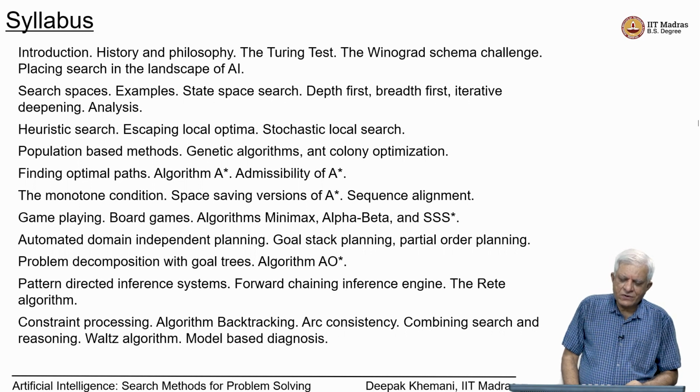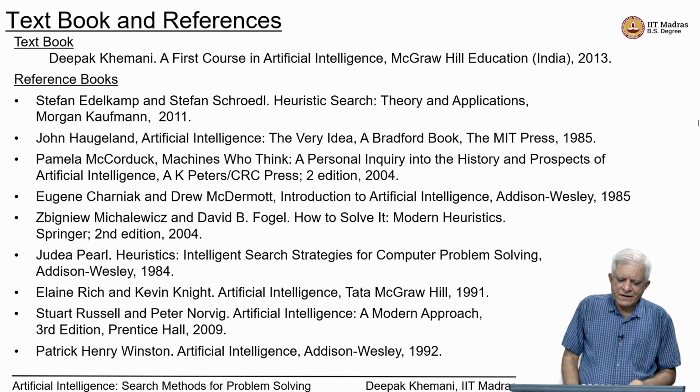And finally, we will look at constraint processing. Constraint processing by many people has been called the holy grail of AI, and it is interesting because it combines different ways of problem solving and it subsumes search in some sense. So, we will look at a few algorithms in that area.